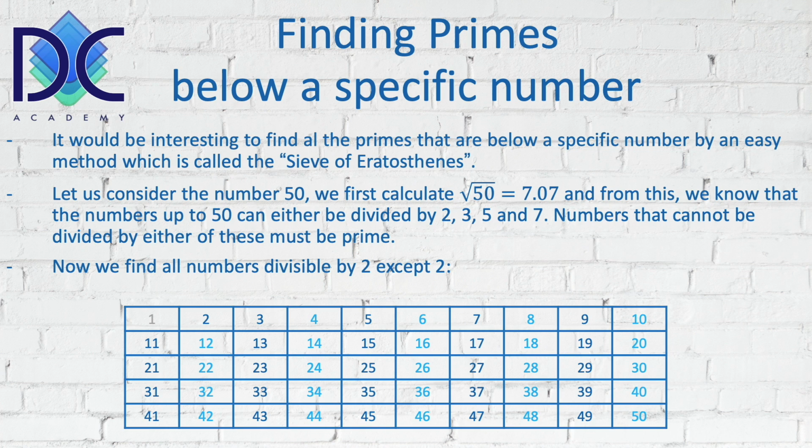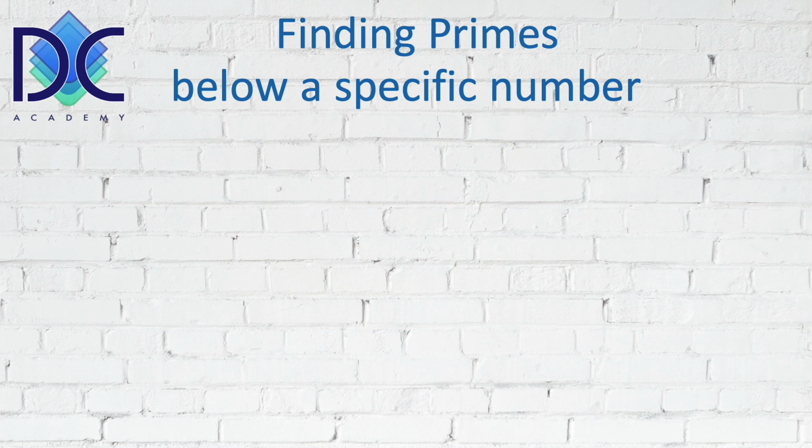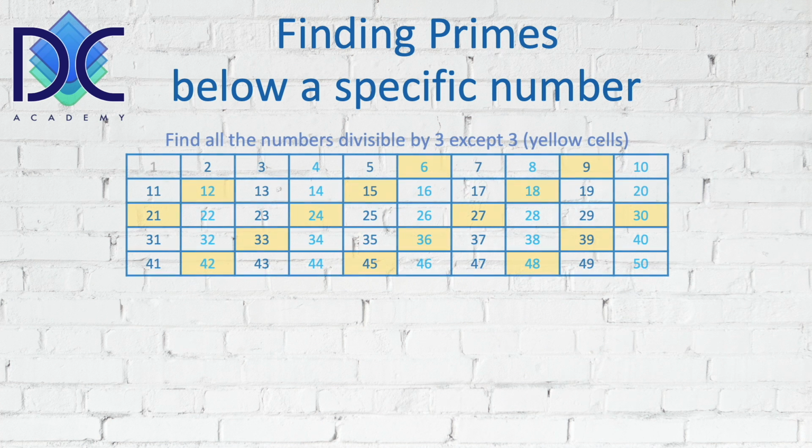Now, the next step is to look at the numbers that are divisible by 3, except 3. We see all those numbers in the yellow cells. So we have 6, which was already divisible by 2, but 9 is a new number. We find 15, 21, 27, and so on. So we find a range of new numbers which are divisible by 3. So we already have 2 and 3.